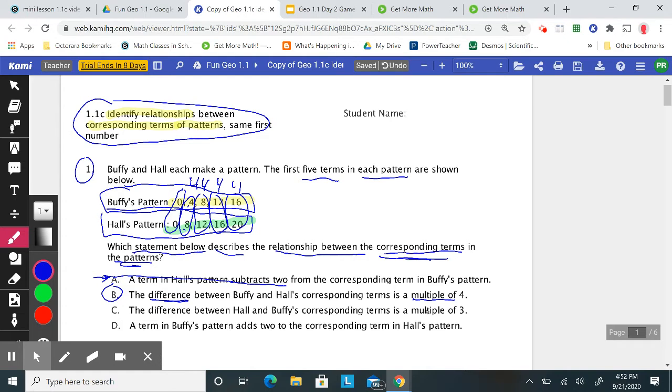C says the difference between Hall and Buffy's corresponding terms is a multiple of 3. Well, the difference was 4. That's not a multiple of 3, so that can't be right. And D, a term in Buffy's pattern adds 2 to the corresponding term in Hall's pattern. So 8 plus 2 would be 10. That wouldn't work. So the answer has to be B.